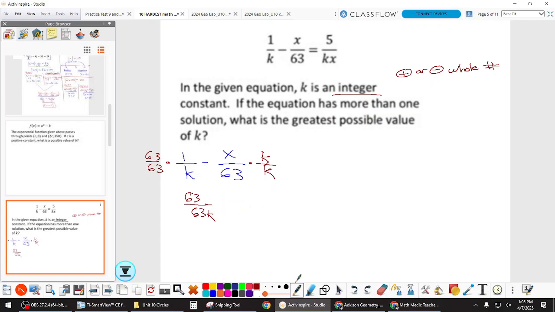Other side. Minus, what does this become? Yeah, xk, or I'm going to write it as kx, but it's either one. And then 63k. Okay? And then what? We don't do anything with the denominator. What do we do with the numerator? Yeah, you just write it as subtraction. We can't really do anything with it. It's just there.